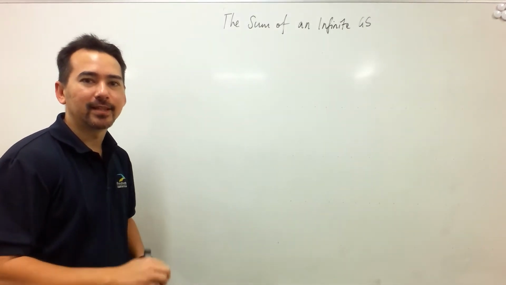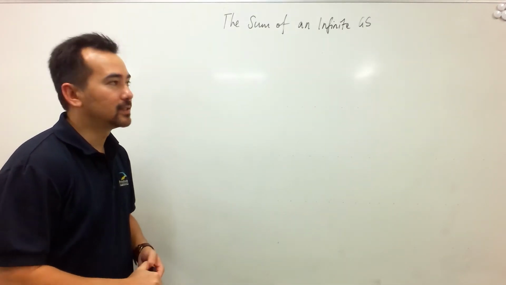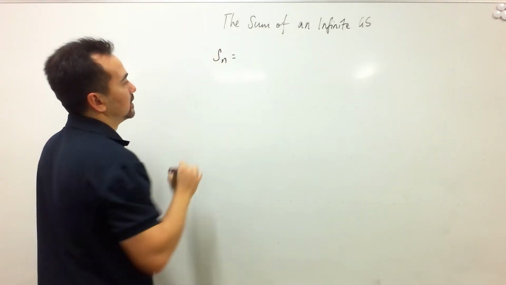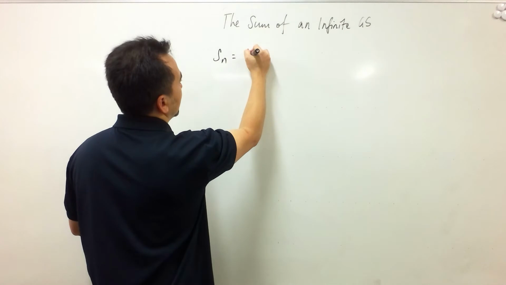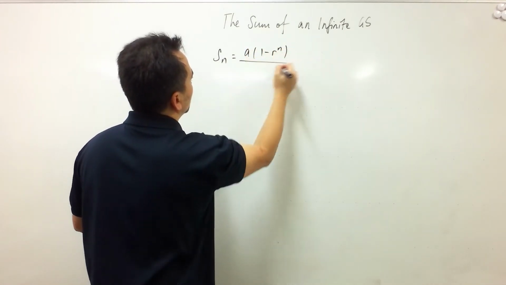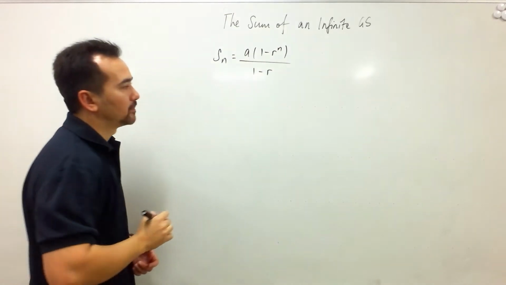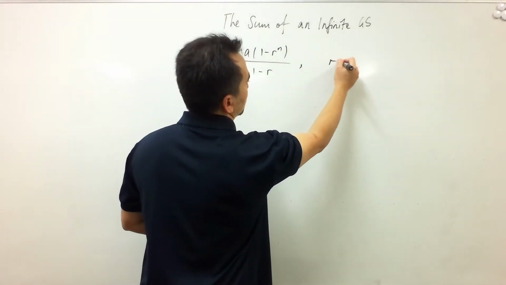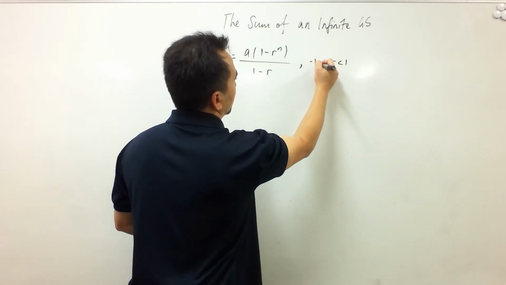Okay, let's have a look at the sum of infinite sequence. Let's take a look at this formula again. Sn is equal to a times by 1 take away r to the power n all over 1 take away r. Okay, and remember with this formula, r has to be between 1 and negative 1.